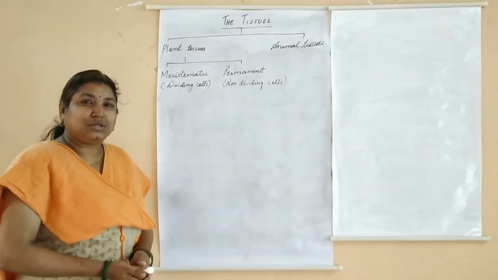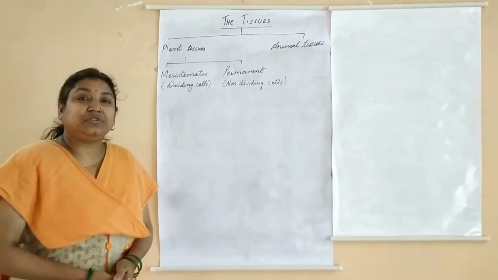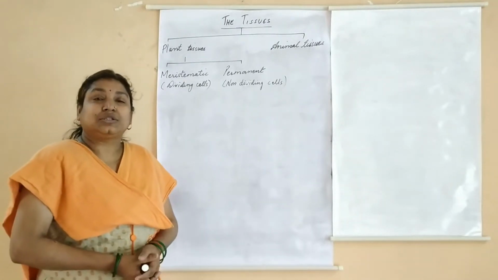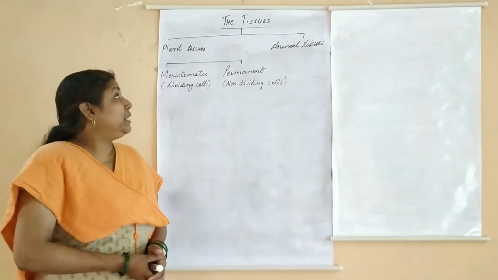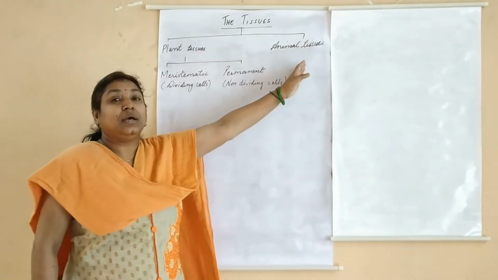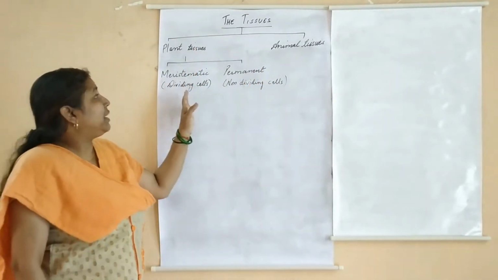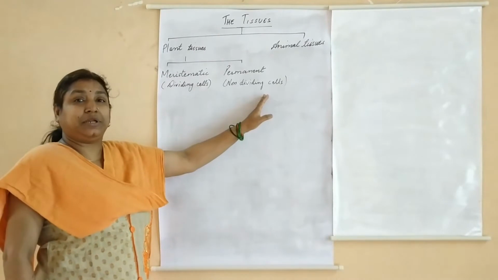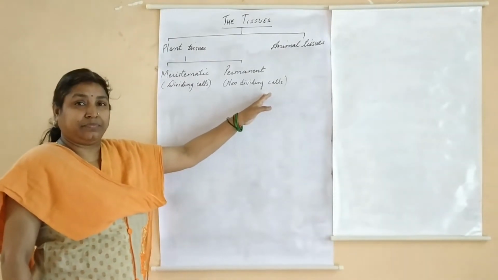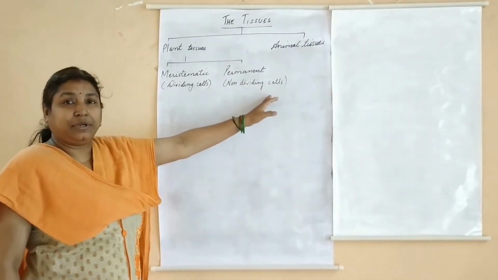Good morning, students. Welcome to the next topic of the tissues. In the last video, we studied the general structure of tissue and the classification of tissue as plant tissue and animal tissue. We also studied that plant tissue is divided into meristematic and permanent tissue and the difference between them. In today's video, we are going to study the different types of permanent tissues.